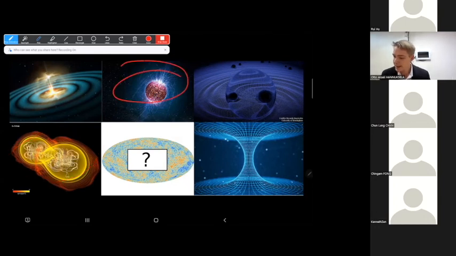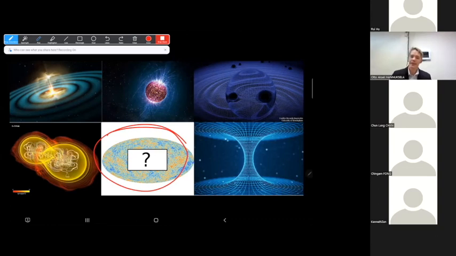Another active area is searches for continuous waves, where, for example, if a pulsar is not spherically symmetric and it rotates at high frequency, then there should be gravitational wave output. And this is one of the things that people are looking for.